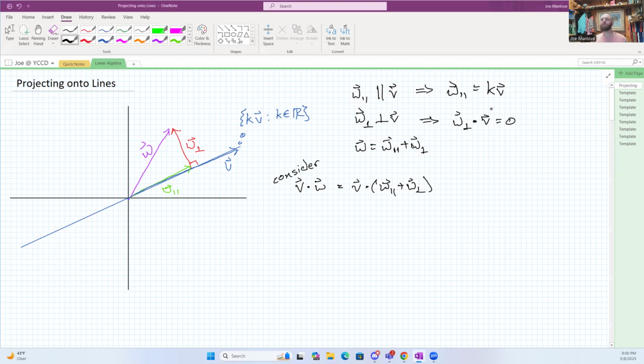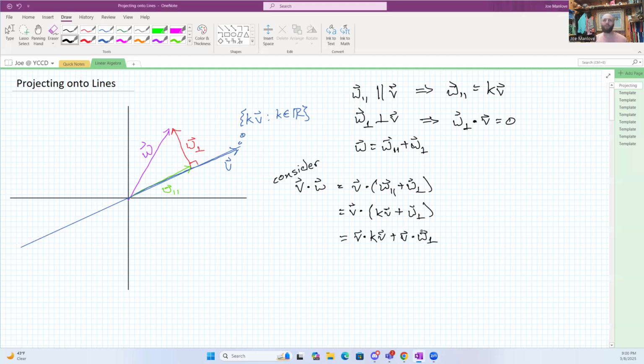So I'm going to use those two facts right here. I'm going to sub those two facts in here. And we're going to say that, all right, so now v dotted with w is going to be v dotted with some scalar times v. That's our w parallel again, plus w perpendicular. I can't do anything with that guy just yet. Now I'm going to distribute this dot product out. So I'm going to say this is v dotted with kv plus v dotted with w perpendicular.